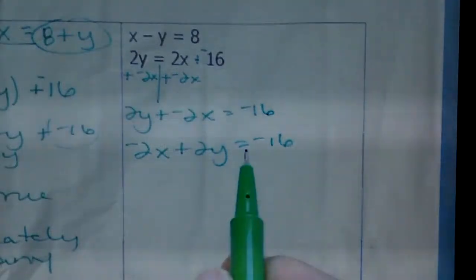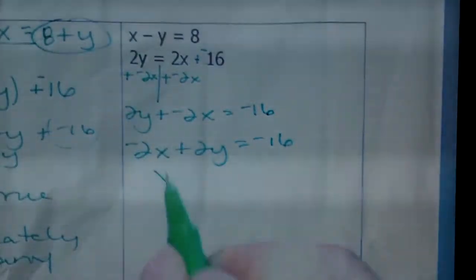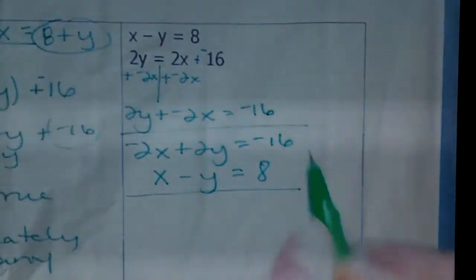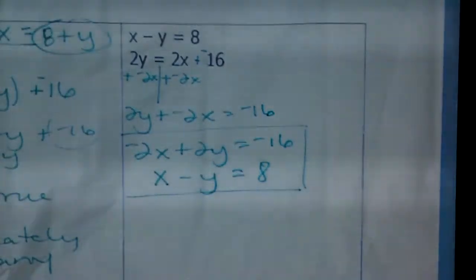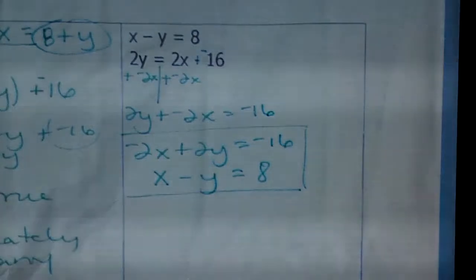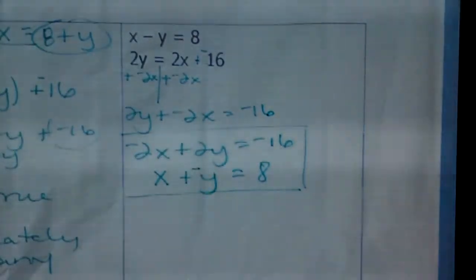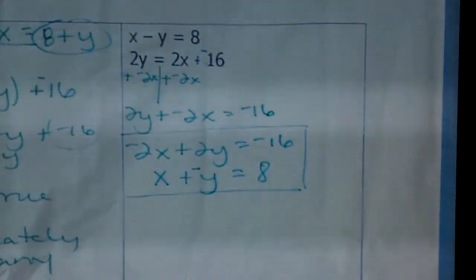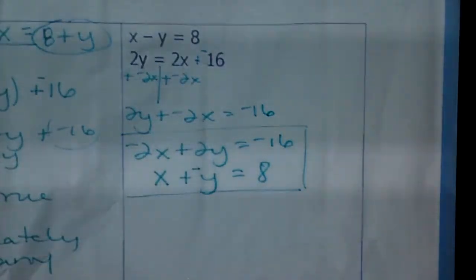That was that second equation, and my first equation I had was x minus y equals 8. So this right here is the actual system that we're solving once you get everything rearranged. And I'll change that to add a negative. Okay, so it's not set up just to go ahead and cancel everything right out. We have to pick one of these to multiply.